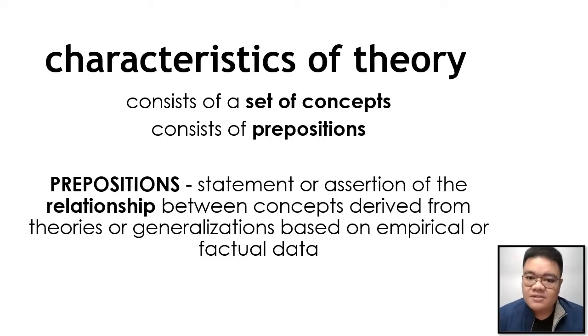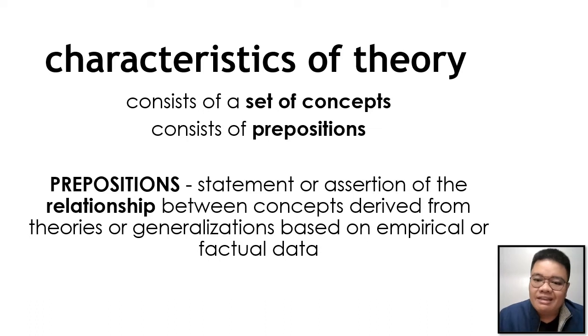Our theory would have several characteristics. One, it should consist of a set of concepts. In other words, it does not only focus on a certain concept like knowledge, but it should be able to focus on several concepts. For example, knowledge, behavior, attitude, and practices. So it also consists of propositions. When I talk about propositions, these are statements or assertions of the relationship between concepts derived from theories or generalizations based on empirical or factual data.